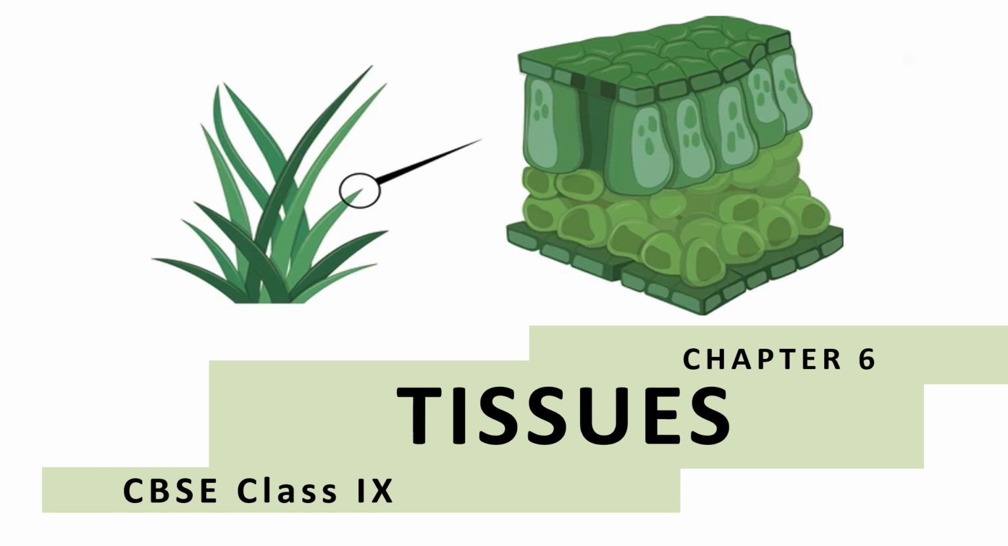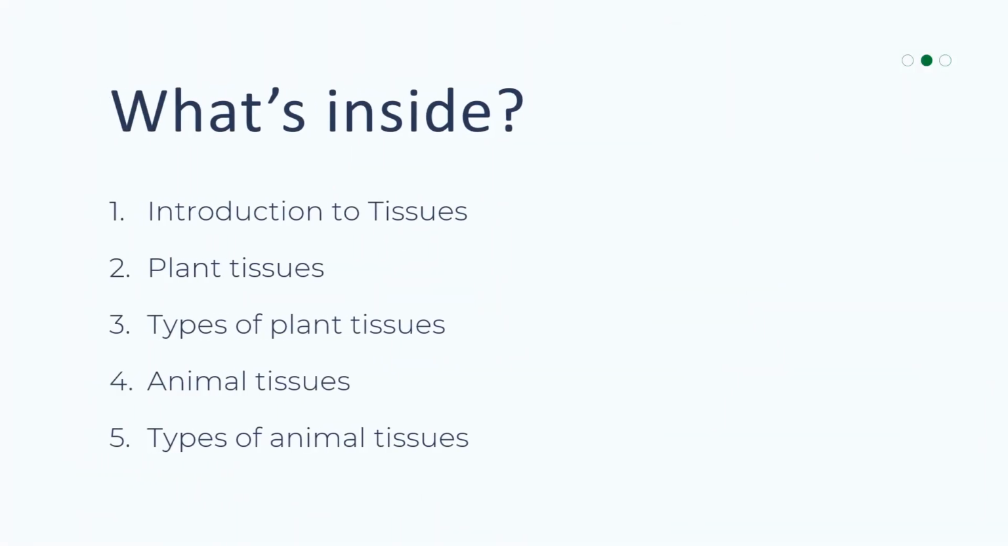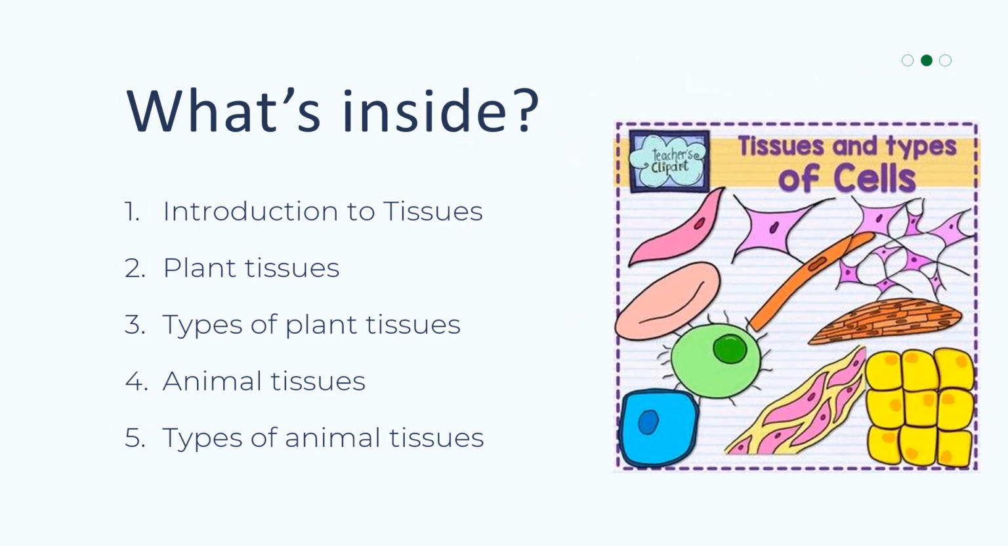In today's video, we'll talk about tissues. Let us see the content of this chapter. We'll begin with introduction, then plant tissues and the types of plant tissues. Next is animal tissues and the types of animal tissues.